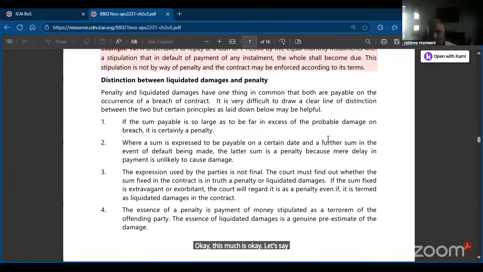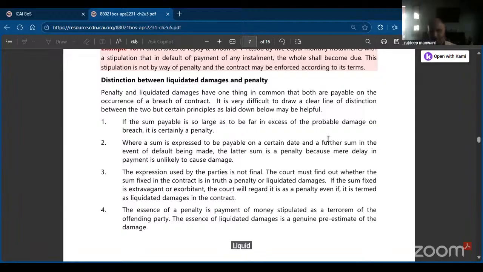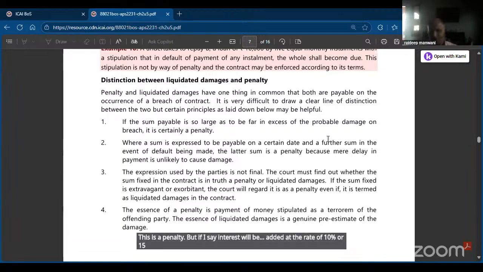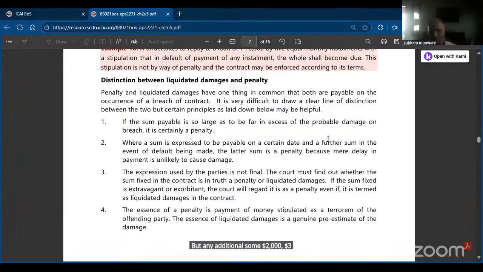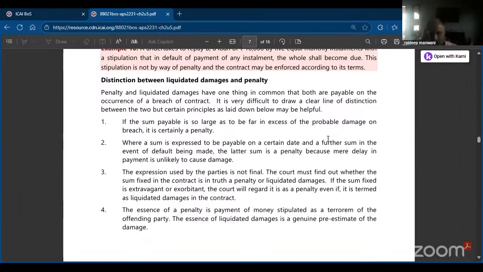Let's say he borrowed the money on 1st November 2024. He had to return the money on 1st November 2025. And in the agreement itself, I mentioned that if Pranav delays the payment even by 1 day, he has to pay me an additional 5,000. So this is a penalty. But if I say interest will be added at the rate of 10% or 15% for the delay in payment, that is liquidated damages. But any additional sum, 2,000, 3,000, if he delays the payment, will not be considered liquidated damages. It will be considered unreasonable and it will be considered a penalty.